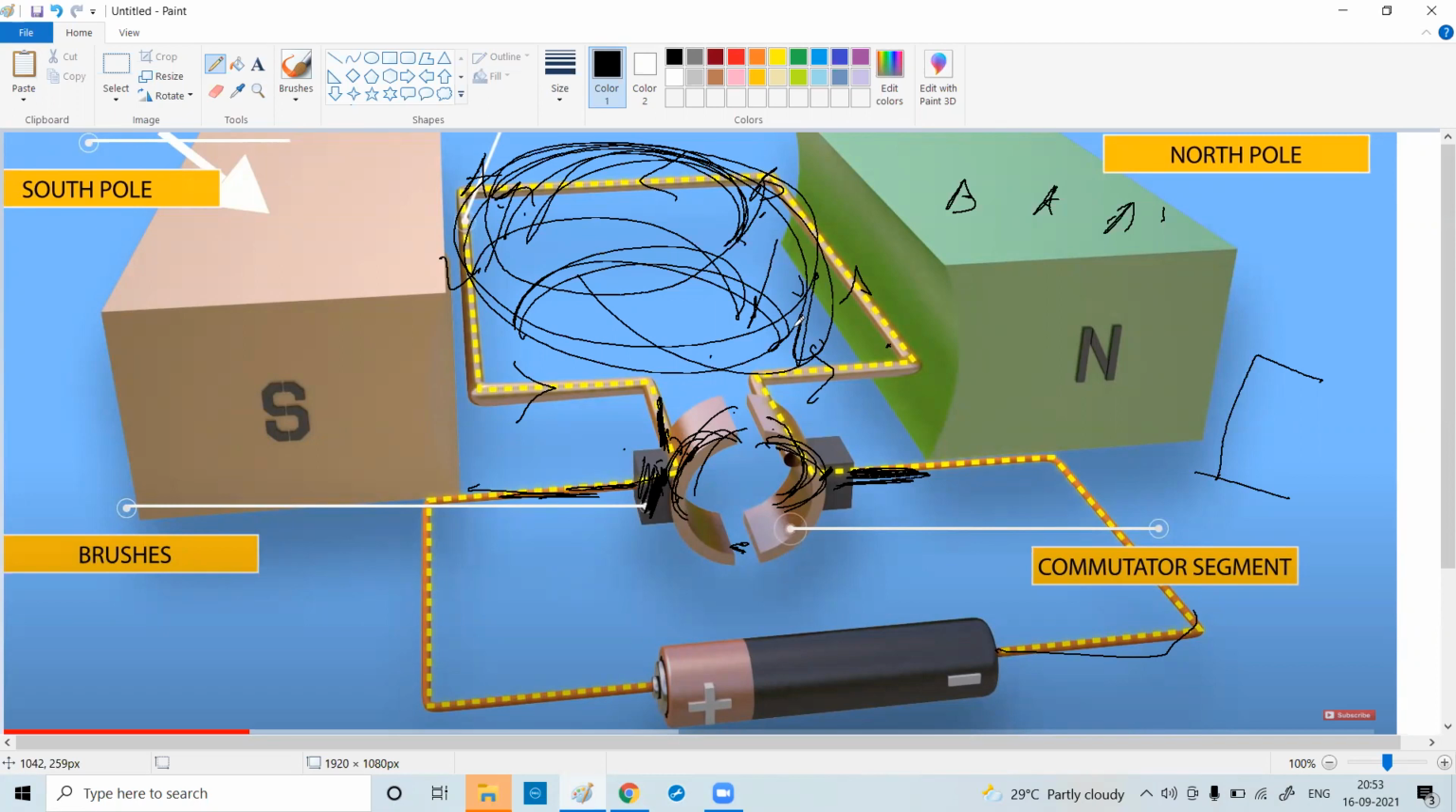So because of the moment of inertia, the vertical armature continues to rotate, and again the current touches and it starts rotating. So only when it is in the vertical position, there is no current acting on the coil. But because of the moment of inertia, the coil does not stop rotating. Is it clear to all of you?